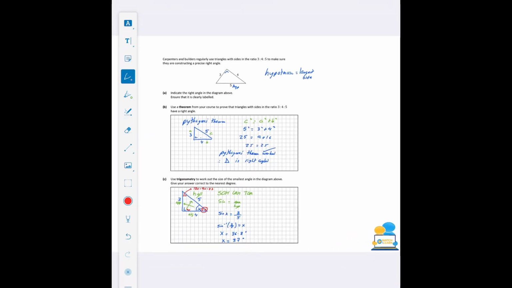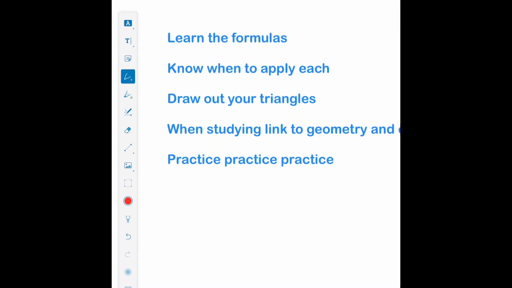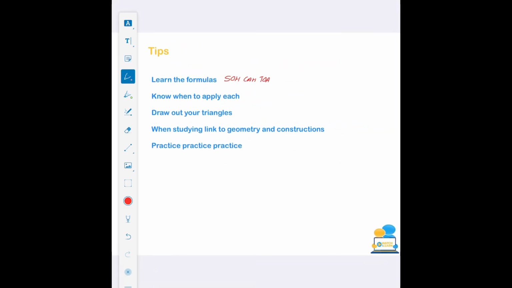Okay, so it's the end of this session. I'm going to leave you with some tips. Learn the formulas, by that I mean your SOHCAHTOA. Learn how to remember those, whether you have a different rhyme doesn't matter, just figure out a way that you'll be able to remember them and know when to apply each. I think the crossing out method, when one side is irrelevant to the question, works quite well. Draw out your triangles, especially for the practical problems.